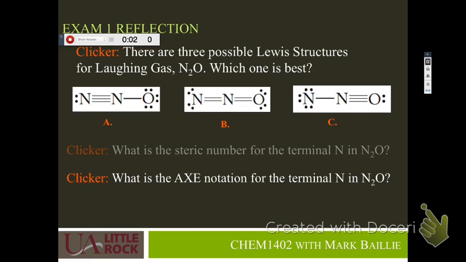All right, that nitrogen that we just decided has a steric number of 2. What is going to be the AXE notation? This is the last thing we did in class on Friday. It was a little rushed. Talk to your neighbor, try to figure out what we're going to do for the AXE notation for that nitrogen.